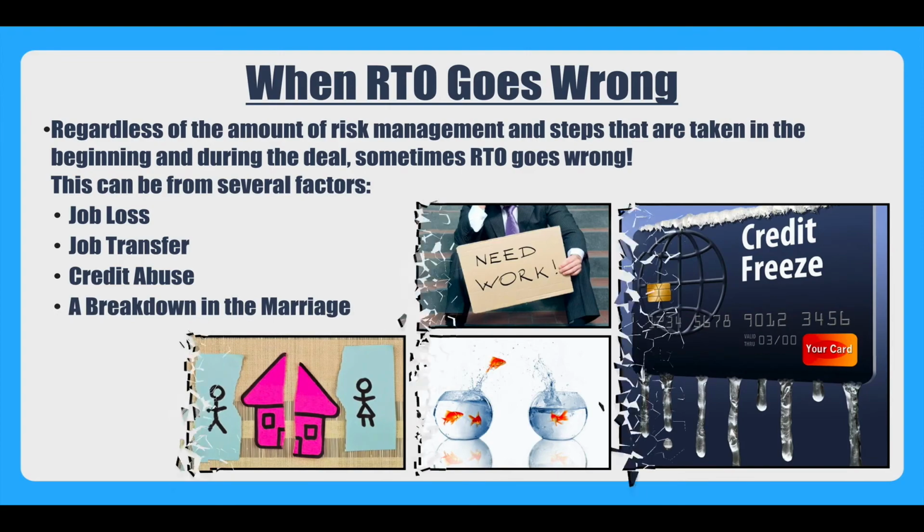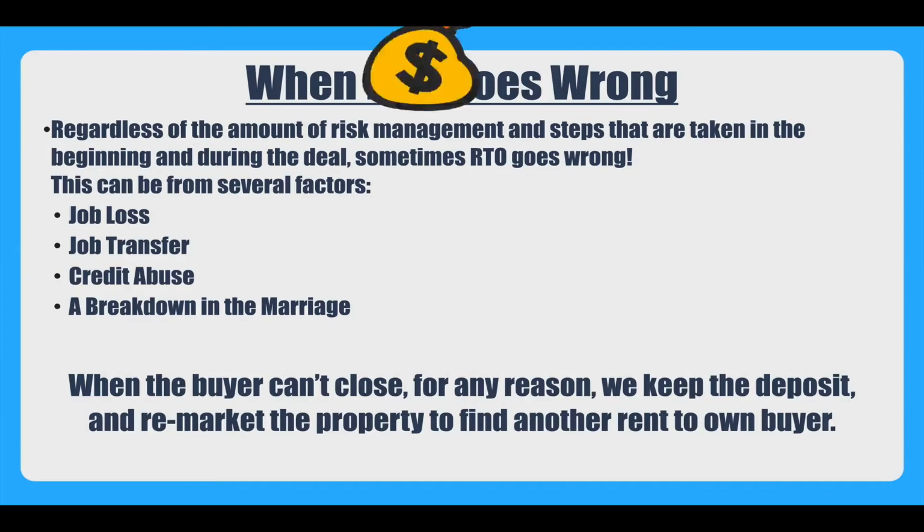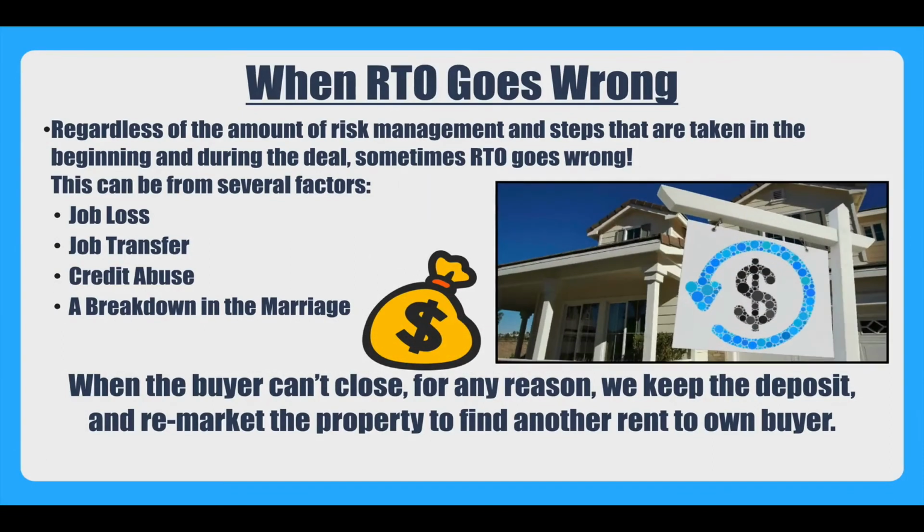When a rent-to-own deal goes wrong and the buyer can't close for any reason, we keep the deposit and remarket the property to find another rent-to-own buyer. The deposit can be used to clean up the property if needed.